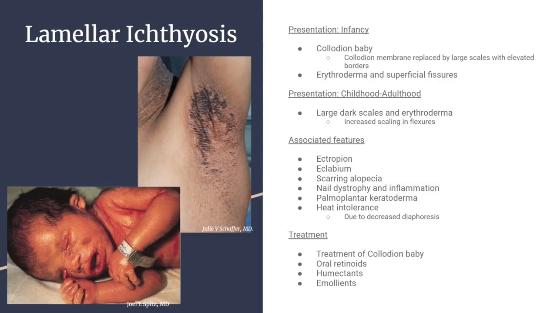The scale then becomes very dark, as you can see in this picture on the left, and more accentuated in the flexures. Since you have a collodion baby, you have this significant scaling. You're going to have risk factors or associated features that include ectropion, eclabium, scarring alopecia, nail dystrophy, palmar plantar keratoderma, and heat intolerance.